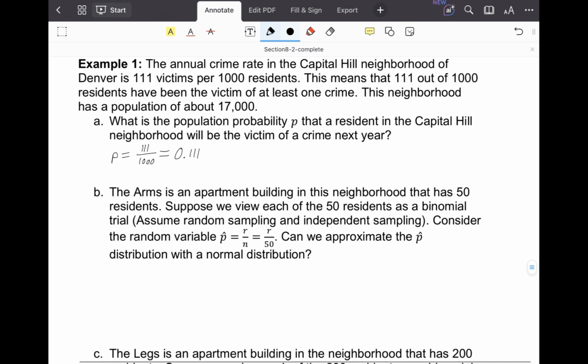And now this one says the Arms is an apartment complex in this neighborhood that has 50 residents. Suppose we view each of the 50 residents as a binomial trial. And with the binomial trial, if we make that assumption, that gives us both random sampling and independent sampling. You definitely could argue against those, especially since they're in the same apartment complex.